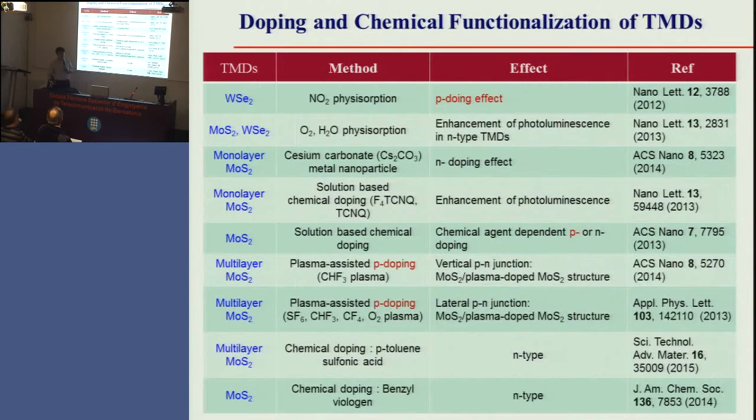Another important thing for a semiconductor material is doping, because you want some P-type or N-type to make, for example, PN junctions or diodes, such things, and transistors. Doping is very important. I listed here that there are many kinds of doping methods. One is, for example, gas adsorption. The other may be chemical solutions. You can use them to make P-type or N-type doping.